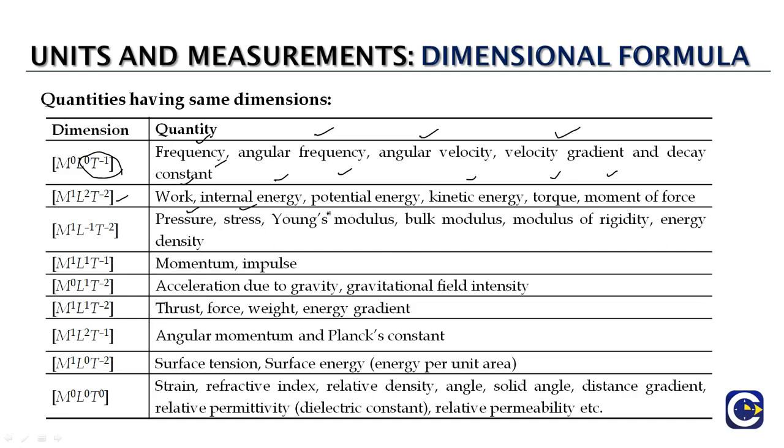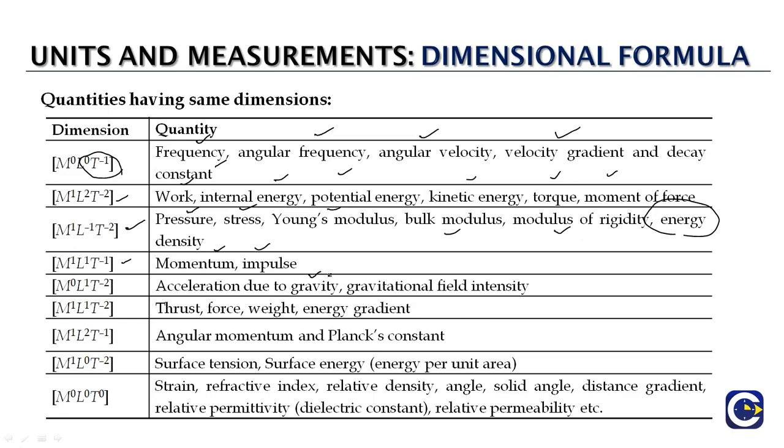Pressure, stress, Young's modulus, bulk modulus, modulus of rigidity, all of these are different types of modulus of elasticity, which we will be learning about in the properties of solids section. And energy density, which will be energy by volume, all of them will have the same dimensions of ML^-1T^-2. Then we have momentum as well as impulse, they both have the same dimensions of MLT^-1.